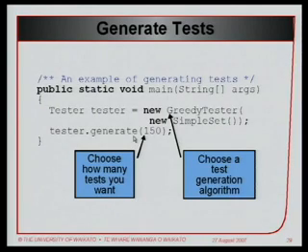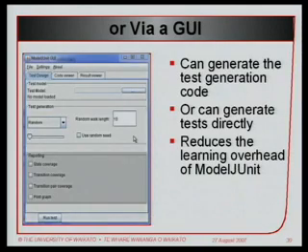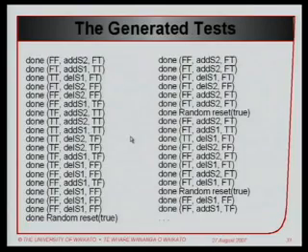Or if we didn't want to write those 2 lines of code, we could use a GUI and just click a few options, and it'll generate that code for us, or generate the tests for us, either way. The idea of that is just to reduce the overhead of learning ModelJUnit. So you still have to write the model in Java, but then you can just use it and experiment with different test generation things. So if we do that, we'll get a whole sequence of 150 transitions.